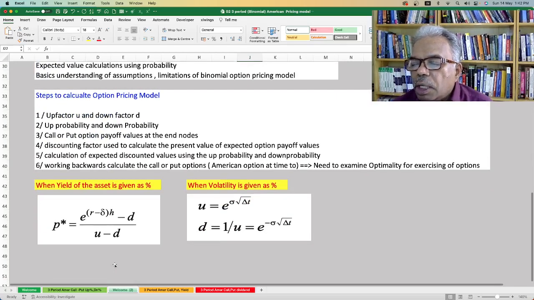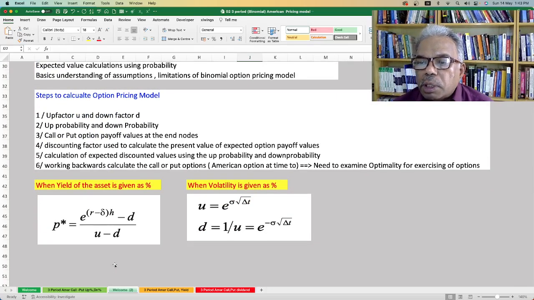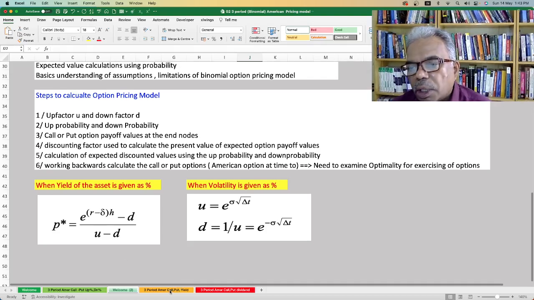Now, since the yield is given as a percentage, there will be a slight change in the calculation of the up probability. It is the probability equal to exponential of (R minus Q), or R minus yield, into the discrete time, minus D, divided by U minus D. And since the volatility is given, the formula for U and D is also different. U is exponential of sigma into square root of delta T, and D is 1 by U. So these changes in the formulas need to be considered.